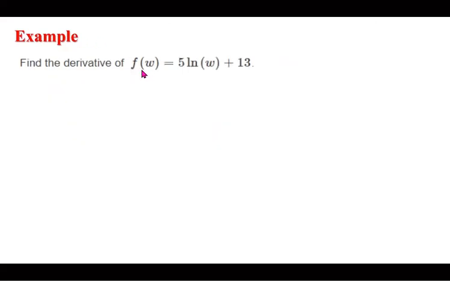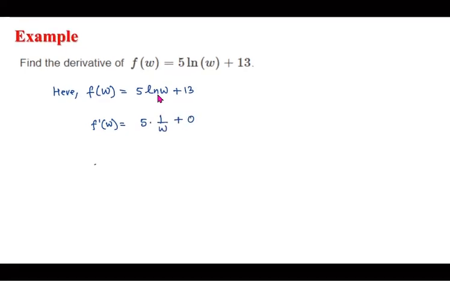We have a function f of w is equal to 5 natural log w plus 13. Let me write that function. So here, my function is f of w equal to 5 natural log w plus 13. So the derivative would be, 5 is a constant, so constant multiple as it is. So we write that. Derivative of natural log w is 1 over w. And then plus the derivative of 13 is 0.